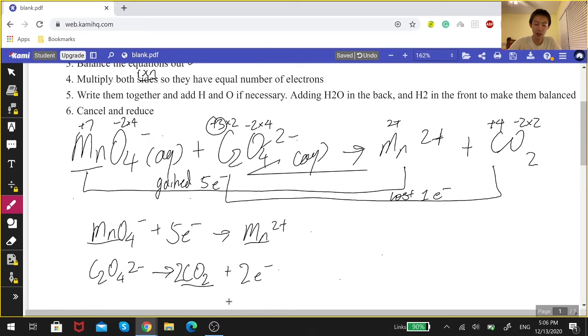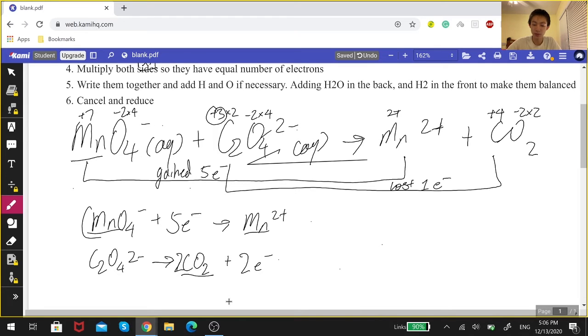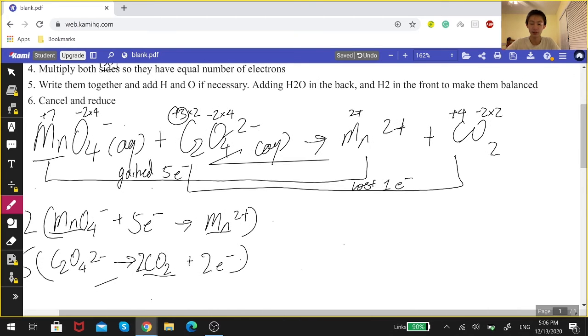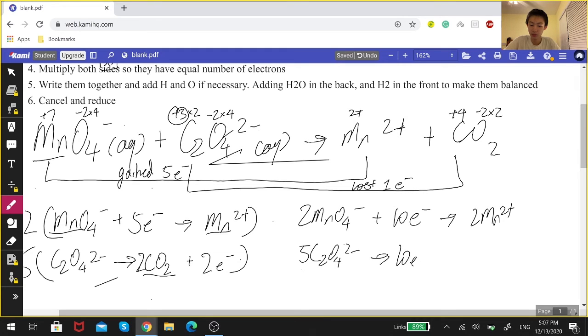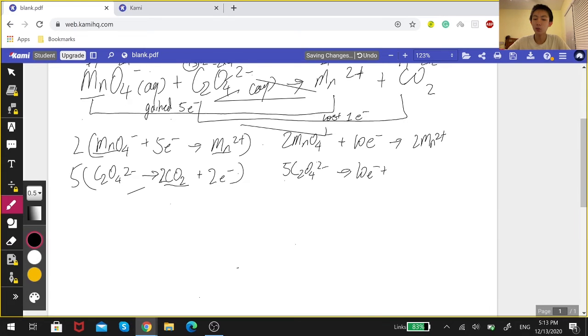Alright, so this one has 5 electrons. This one has 10. Our goal is to make them the same number of electrons. So what we need to do is multiply this whole thing by 2, multiply this whole thing by 5. So it will become 10 electrons, 10 valence electrons, 10 electrons. So we have 2 MnO4 minus plus 10 electrons. It makes our 2Mn2 plus. And 5C2O4 2 minus. It makes 10 electrons plus 10 CO2s.